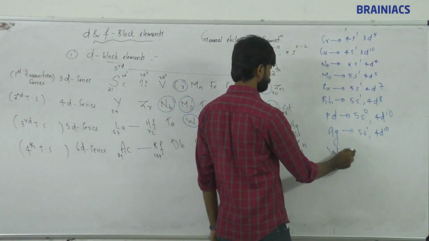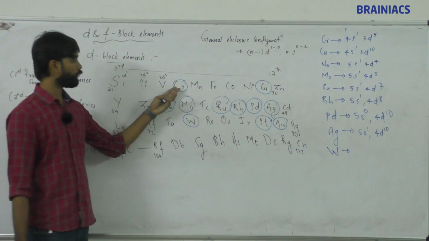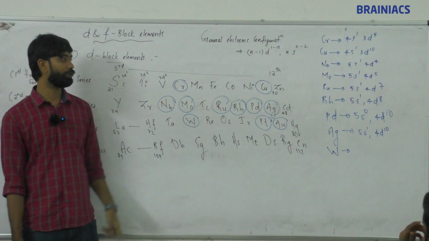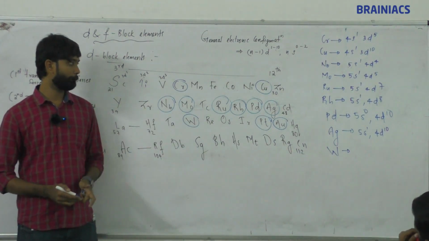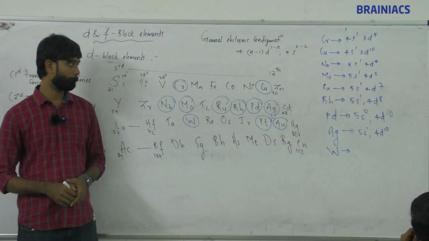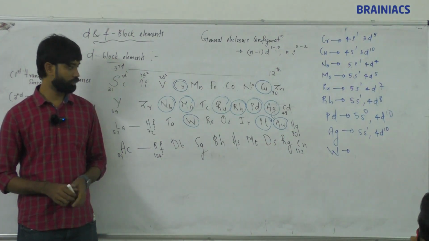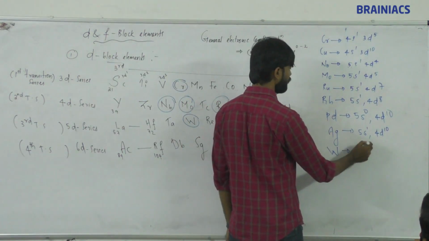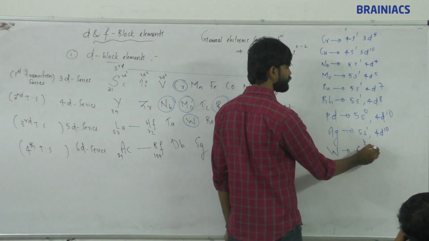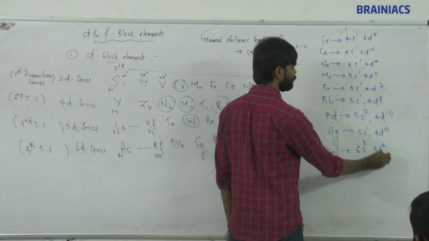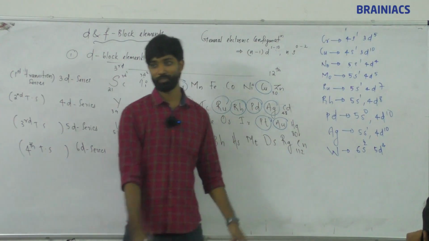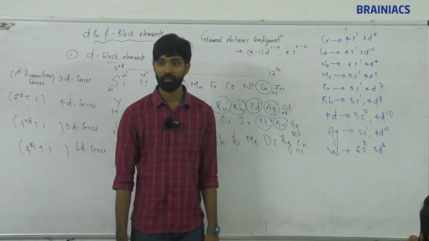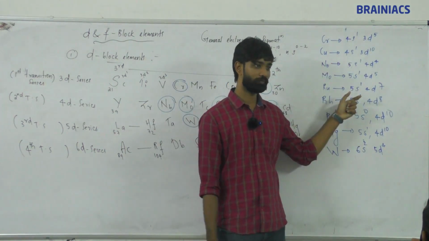For tungsten, the expected configuration is, what is the configuration of chromium? 4s1 3d5. Molybdenum 5s1 4d5. So the expected configuration for tungsten is 6s1 5d5. But it is actually 6s2 5d4, because there is no exchange for stability. That's the real case, but an exception from our expectation.